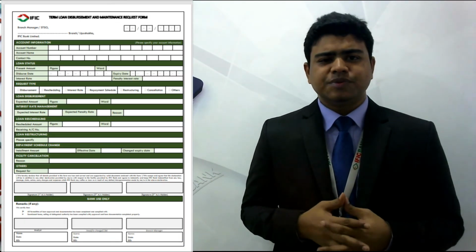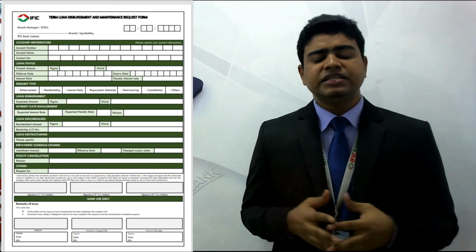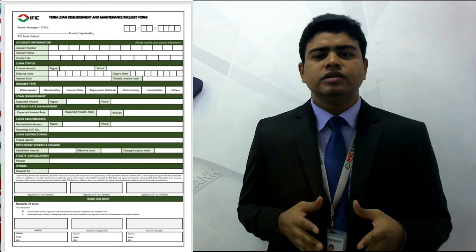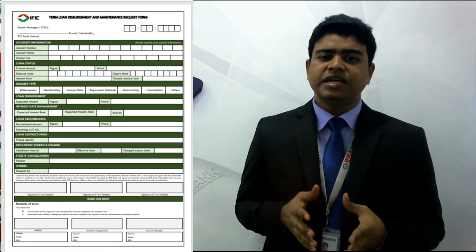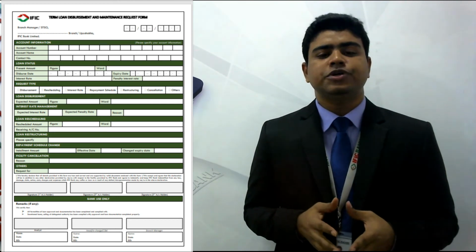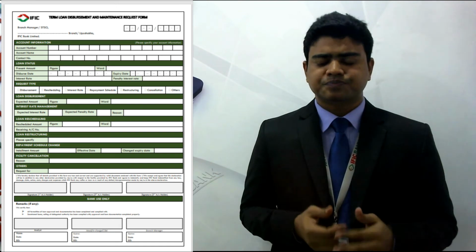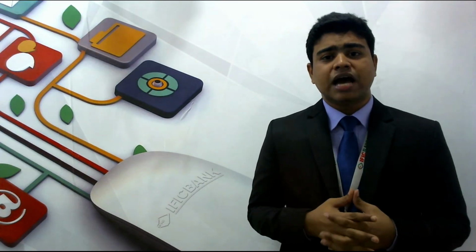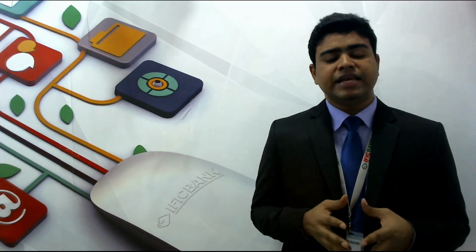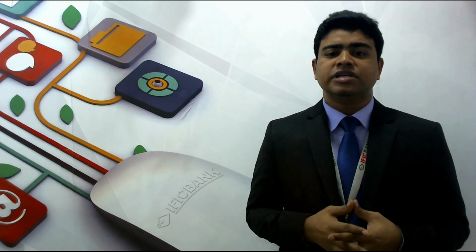The next form is term loan disbursement and maintenance request form. A term loan is a monetary loan that is repaid in regular payments over a set period of time. We use this form to disburse and maintain the loan. The other forms are revised IFIC Amar Bari proposal format, revised POD proposal format, credit proposal format for SME, and corporate credit proposal format. So that's all the service request forms.